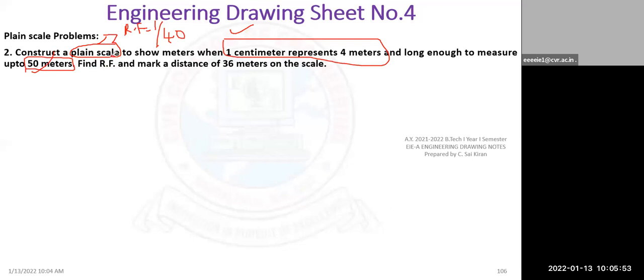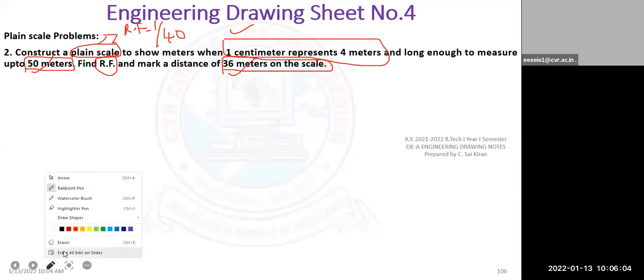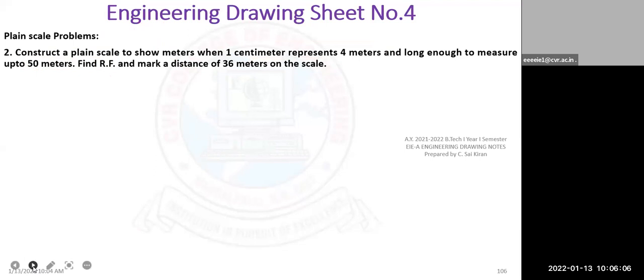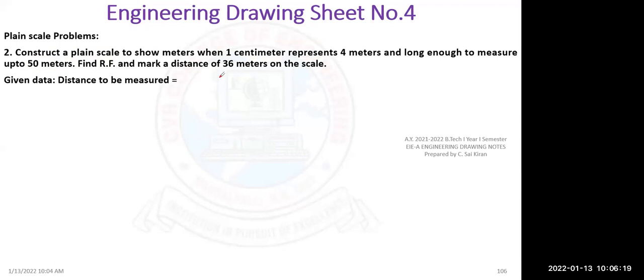In the problem they asked us to find the RF. So we have to find the RF, and out of 50 meters we have to measure 36 meters on the scale. Can you tell me what the distance to be measured is? 36 meters. And for this 36 meters, you have to make the divisions.